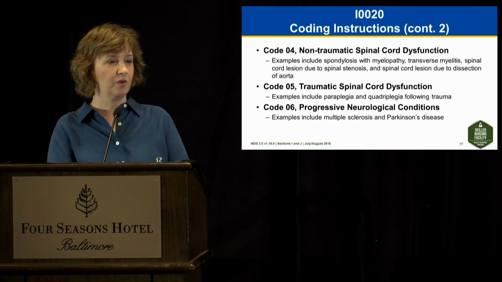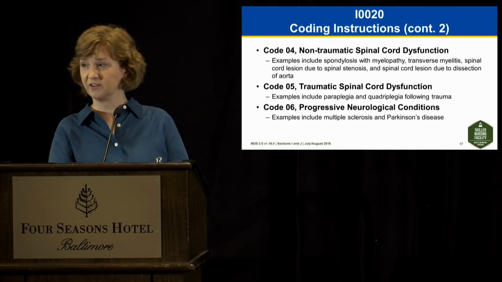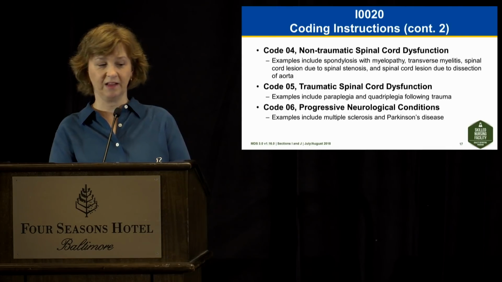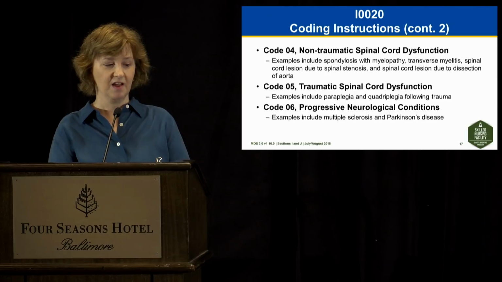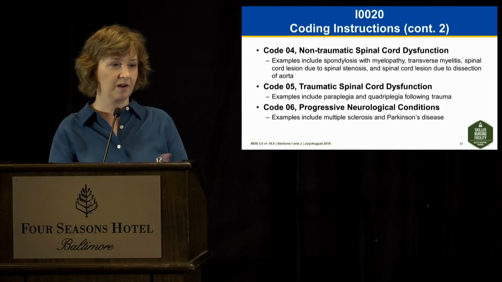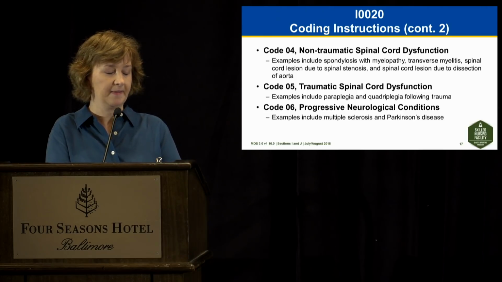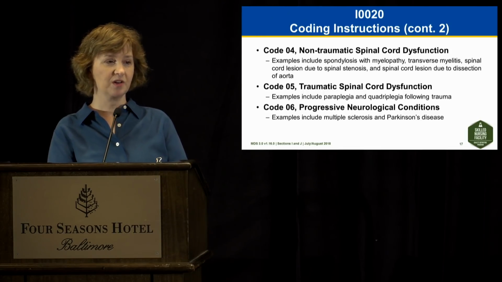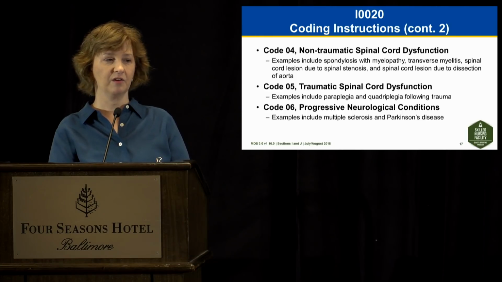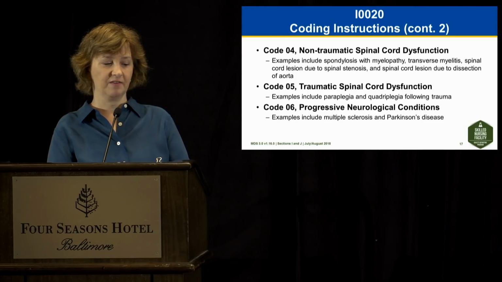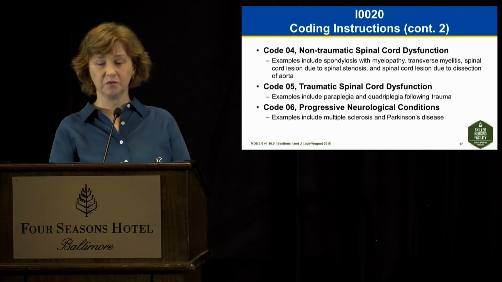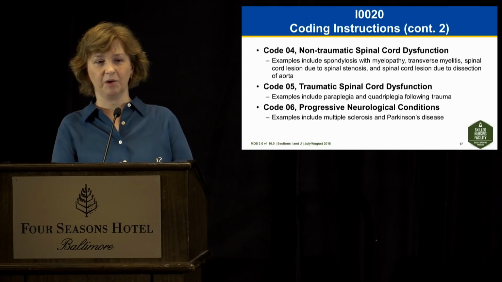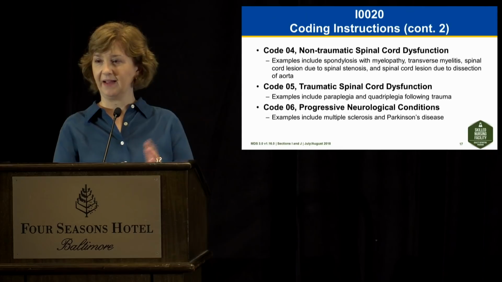Code 4 is used to indicate that the person has had a non-traumatic spinal cord dysfunction, and that would include things like spondylosis with myelopathy, transverse myelitis, spinal cord lesion due to spinal stenosis, and spinal cord lesion due to a dissection of the aorta. Perhaps there's been an infarction of the spinal cord. Code 05 would be coded if the person has had a traumatic event that led to a spinal cord injury. So again, could be as a result of a fall or a car accident where the person has experienced damage to their spinal cord. Code 06 refers to progressive neurologic conditions. So there are many types of conditions. We've listed multiple sclerosis, Parkinson's disease, ALS is another example.